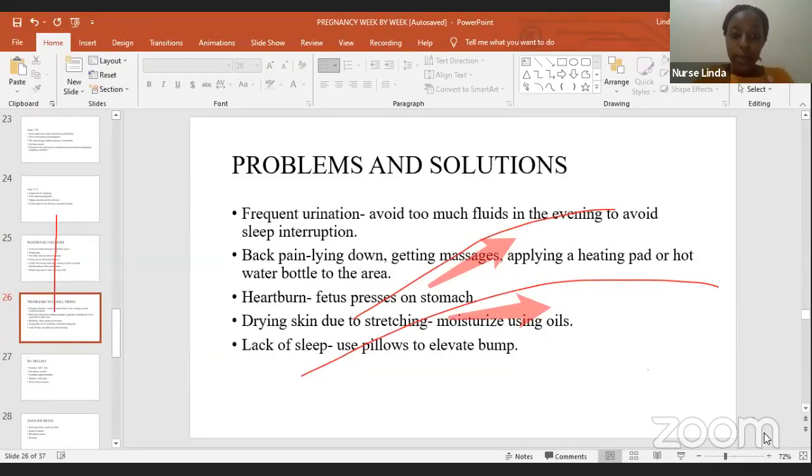The problems these women might face at this point include frequent urination. This is because the fetus is pressing on the bladder. So a little urine in the bladder causes the woman to want to void. It is normal, and they can handle this by avoiding taking too much fluid towards evening so that their sleep is not interrupted. Let them take fluids during the day, but when it nears evening, they cease taking fluids so that they don't keep waking up at night, which will in turn cause fatigue if they're not able to have enough rest.